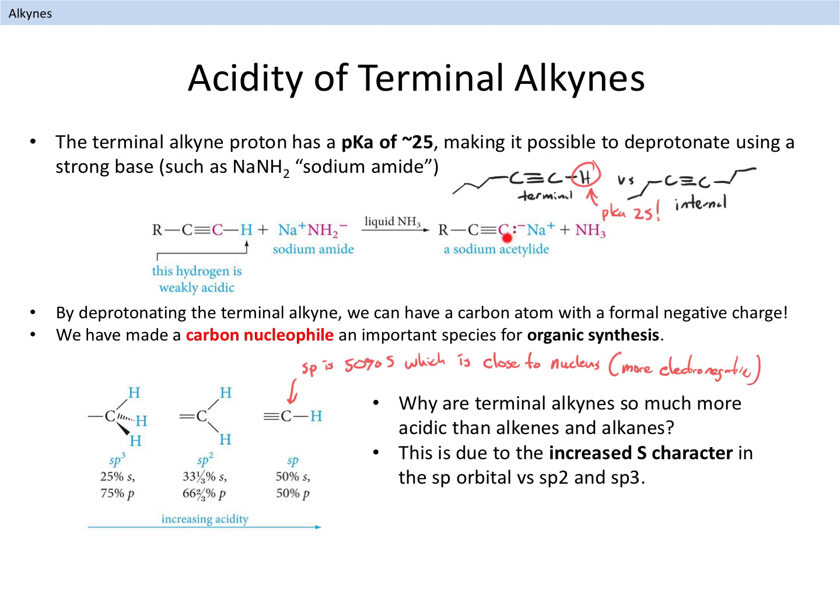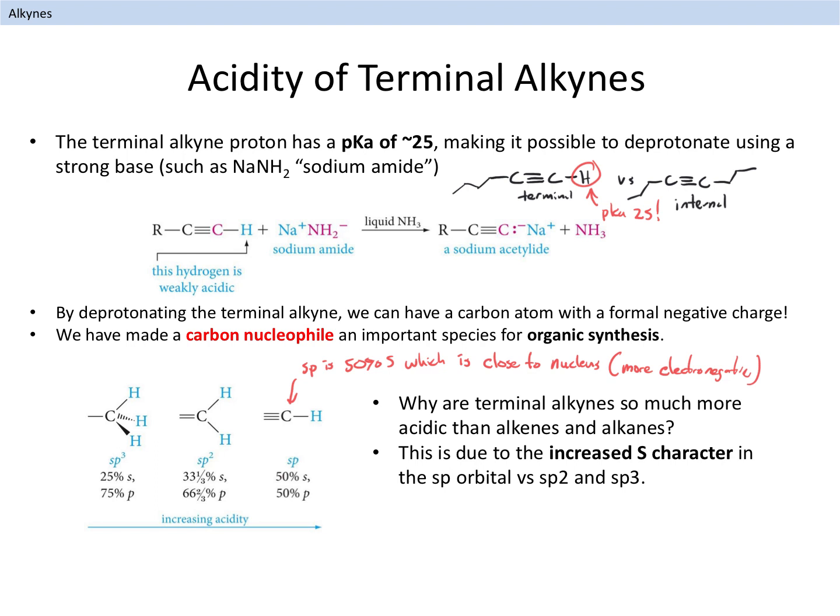This higher electronegativity allows the carbon to hold the negative charge of the conjugate base, the acetylide anion, making it more stable. To deprotonate a terminal alkyne, we use a very strong base, such as sodium amide, whose formula is written as NaNH2, or an organolithium reagent, like n-butyl lithium. What is the value of the acetylide anion?